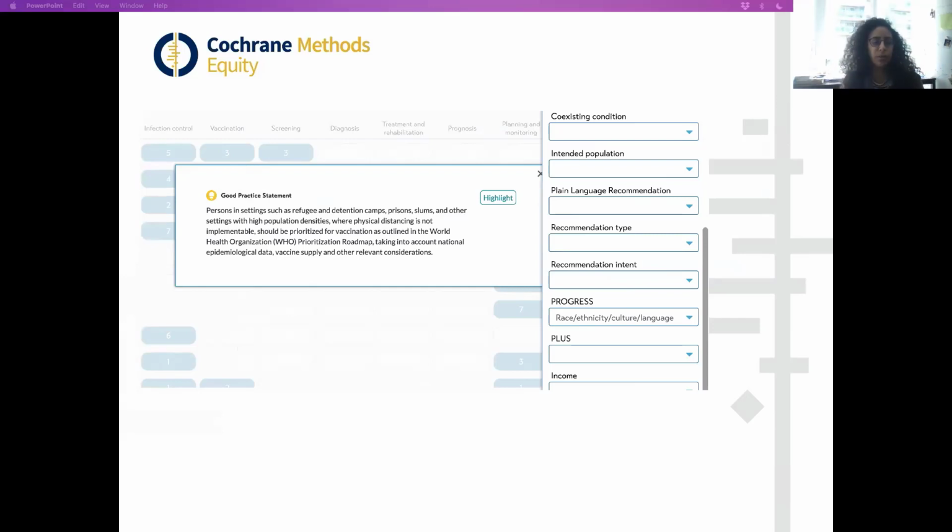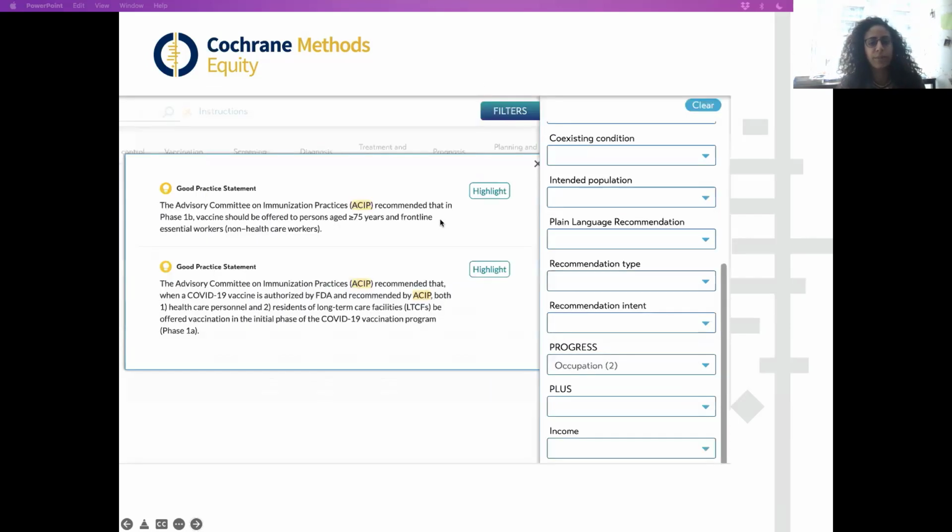outlined by the WHO. And so what I'm telling you here is that you can find recommendations or good practice statements or informal recommendations or even research-only recommendations based on what criteria you are interested in from the Progress Plus equity framework. And this is important either when implementing a certain recommendation, or when you are looking for contextualization, or when you are aware of what particular group you are looking for recommendations for, and then these filters would help you find them.